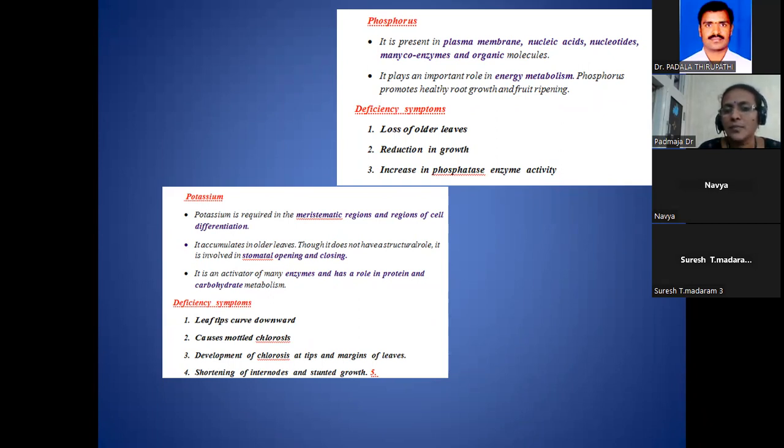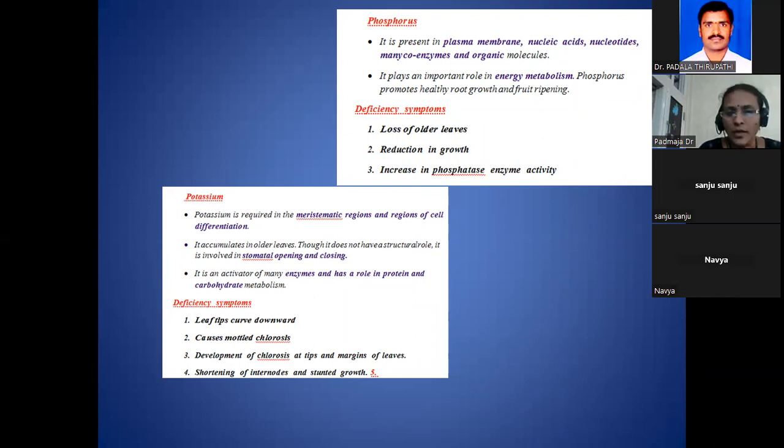And phosphorus promotes healthy growth, root growth, and fruit ripening. If there is a deficiency, the root growth will be affected, there will be a reduction in root growth, and at the same time fruit ripening will also be affected. And here, what are the deficiency symptoms?